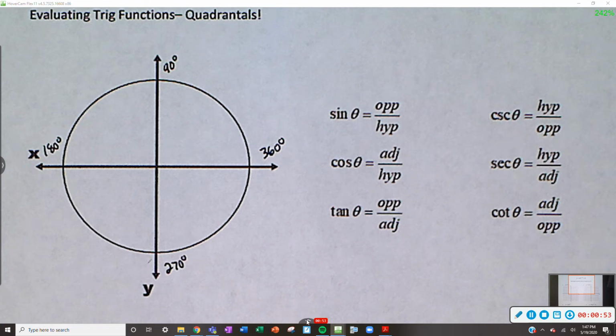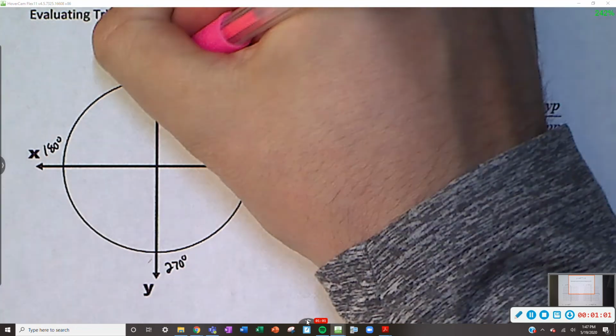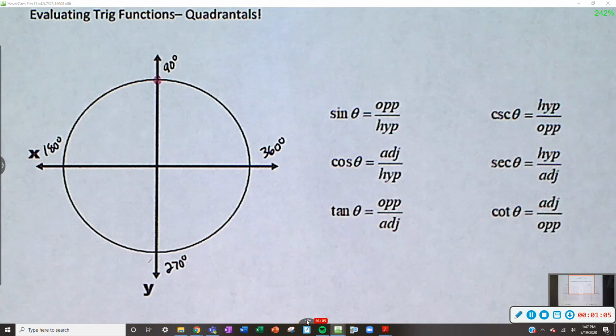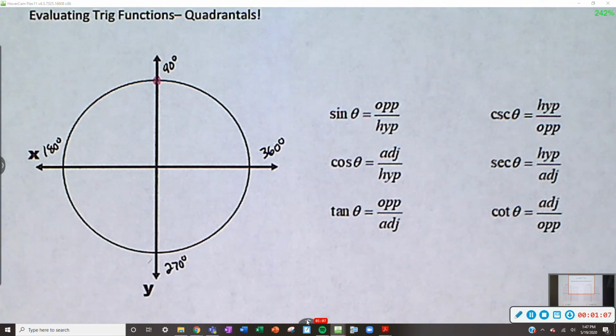Now, we've been used to doing that with reference angles and drawing those reference triangles, but if I have a value right here at 90 degrees, well, I can't really draw a triangle with that because it's right on that y-axis. So we're going to use a slightly different approach for these.